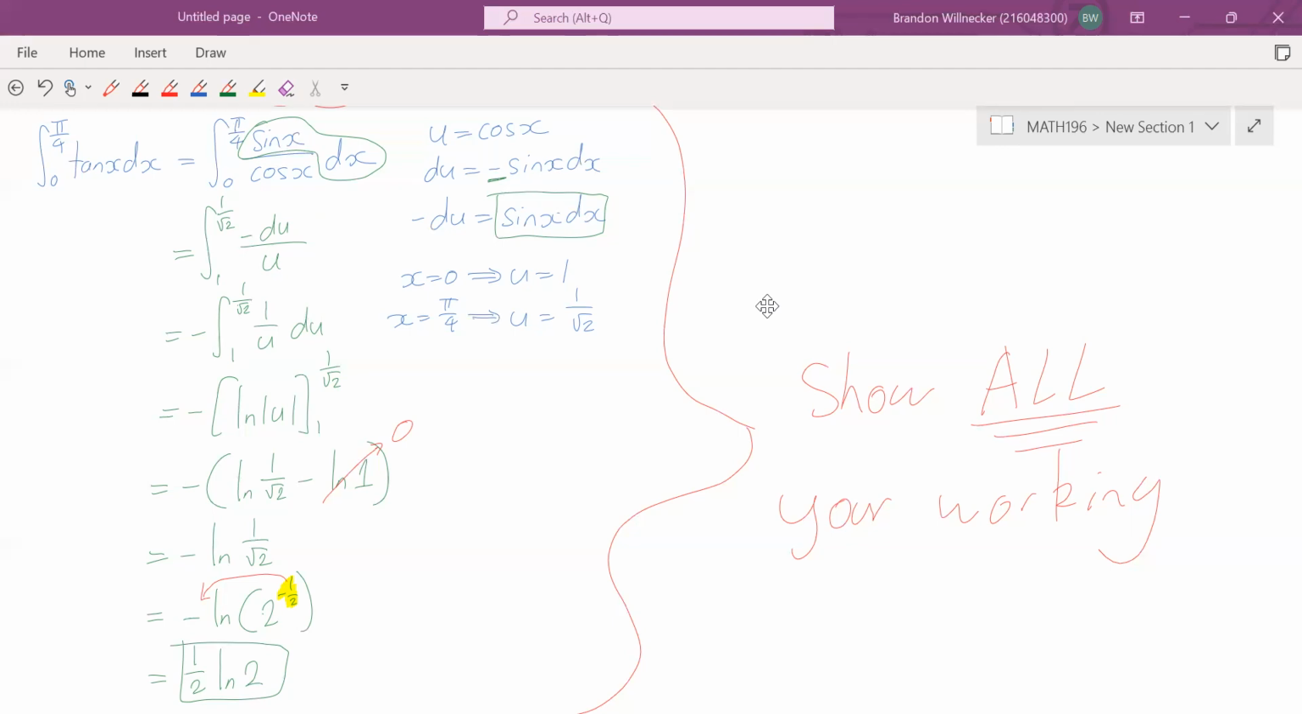And of course, you're going to be marked on whether you can spot it or not. So if I can see you understand this needs to be integration by parts, then you get your part marks for showing that. Or if I can see that it needs to be a U substitution, you're going to get your marks for that. So I'm marking based on your techniques.